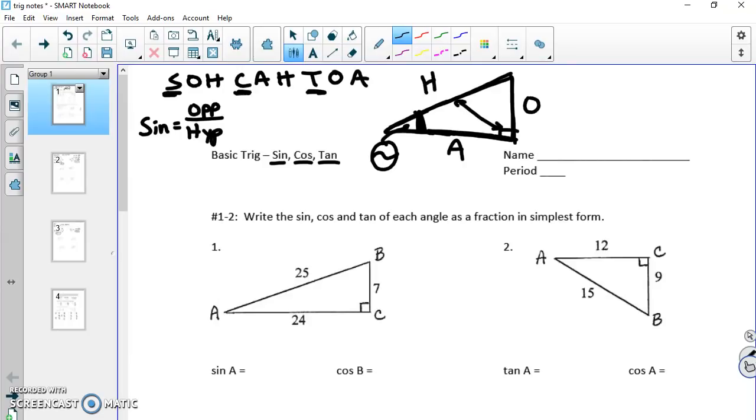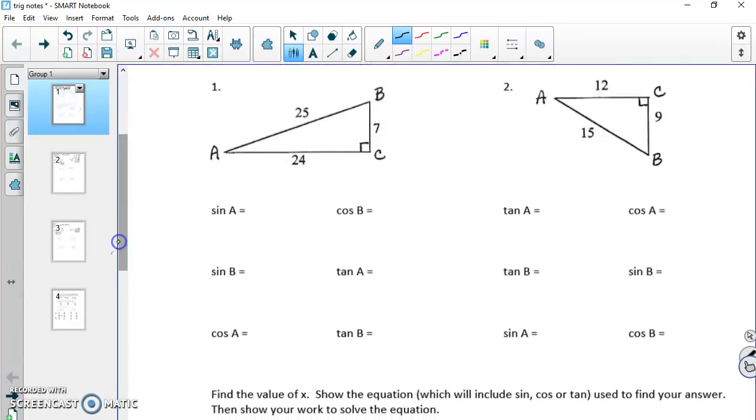So sine equals the opposite side length divided by the hypotenuse length. Cosine equals the adjacent side length over the hypotenuse side length. A and H, right? And then the last one, T for tangent. Tangent equals the opposite side over the adjacent side. So O and A, right? So we're going to take those three functions here and apply them down here in 1 and 2. We're going to write out the ratios for these different angles.